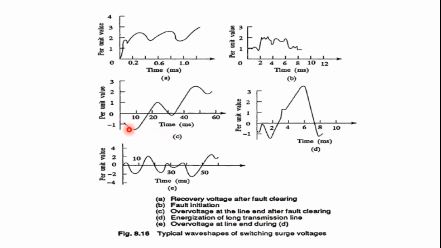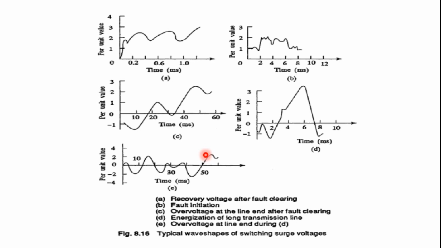At the beginning it will be negative, and there are some damped oscillations. And in the case of energization of long transmission lines, this is as high as 3 per unit values, and the overvoltage at the line end varies from around 1 per unit value to 2.5 per unit values. From this, what we can understand is that there is no linearity from one study to another study. So that's why this behaves like a non-linear structure.